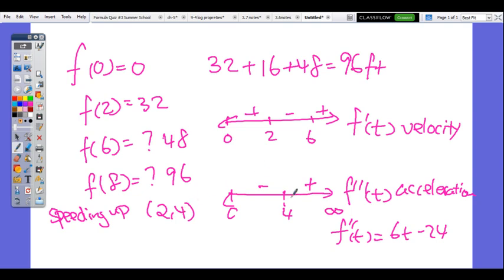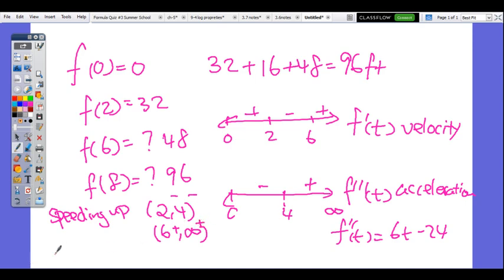And also from 6 to infinity, they do have the exact same sign change, because they're both positive and positive. Again, the reason why it's 2 to 4 is that velocity and acceleration are both negative. And then 6 to infinity, they also have the exact same sign, positive, positive.